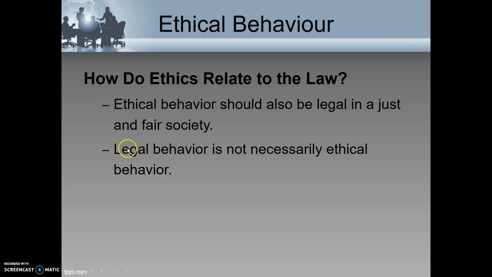Similarly, legal behavior is not necessarily always going to be ethical. Just because it's legal doesn't mean that it's always ethical. For example, it is perfectly legal for Walmart to hire only part-time employees in the hopes that they no longer have to pay benefits and larger wages and so on. Ethically, that's probably not the best thing to do because they're hiring lots of people and not providing them the means to maintain a healthy lifestyle.